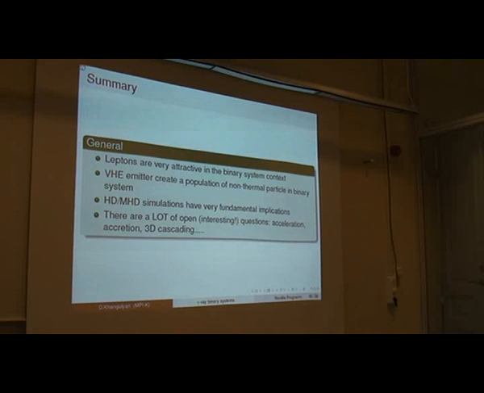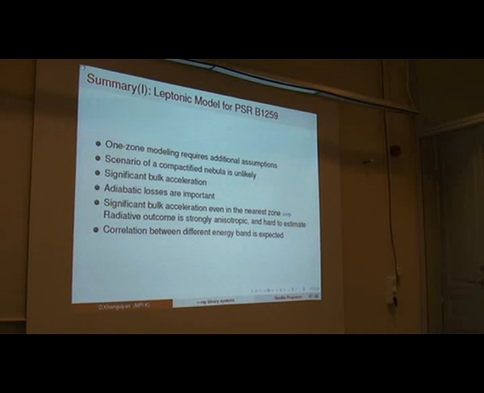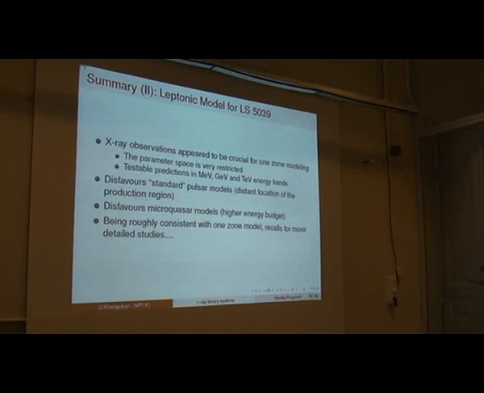So, here is a very general summary: leptons are more attractive as primary particles in binary systems. Simulations are very important because they may have impact on the non-thermal production, and still there are many interesting questions, and there is a more detailed summary for the modeling of 1259 and for the phenomenological study of X-rays and so on. Thank you very much.